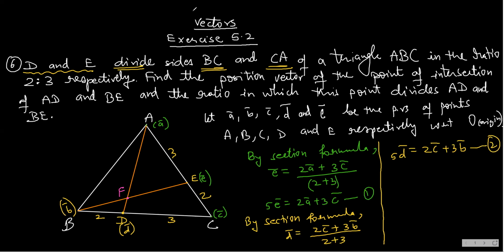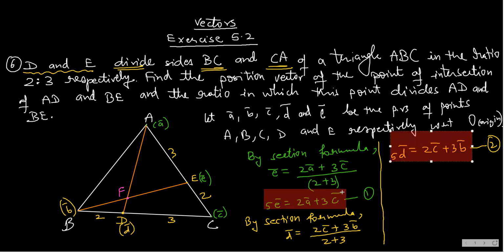Okay, now check this. You know, this point F, if you want to reach point F, is the intersection of AD and BE. You see this? Point F is the intersection of AD and BE. So from these two equations, which I am having here, which two equations? Here. Okay.